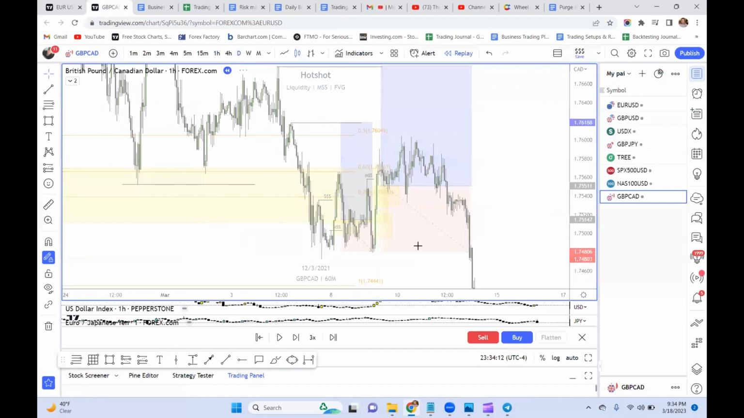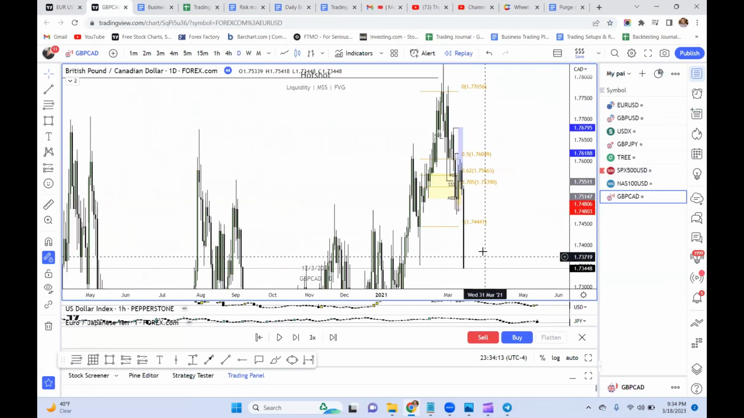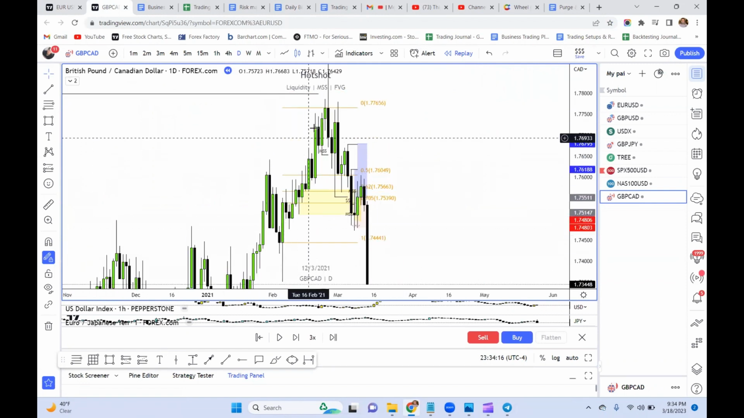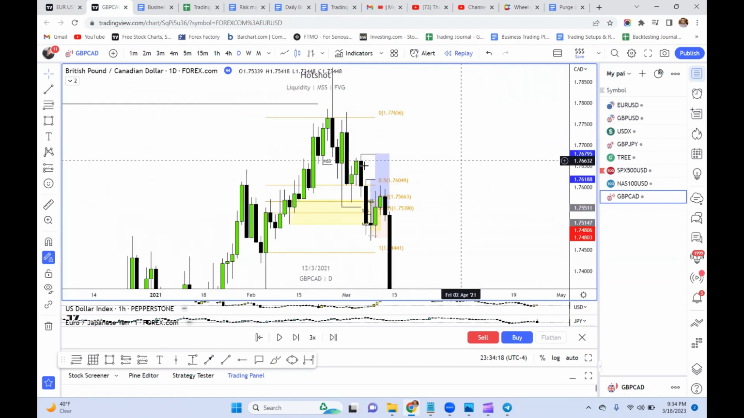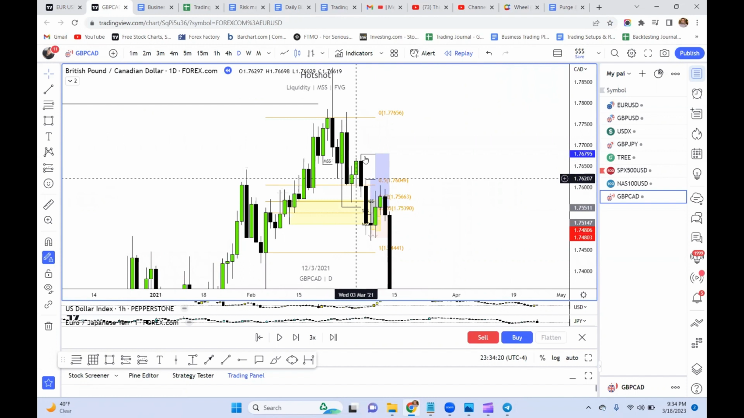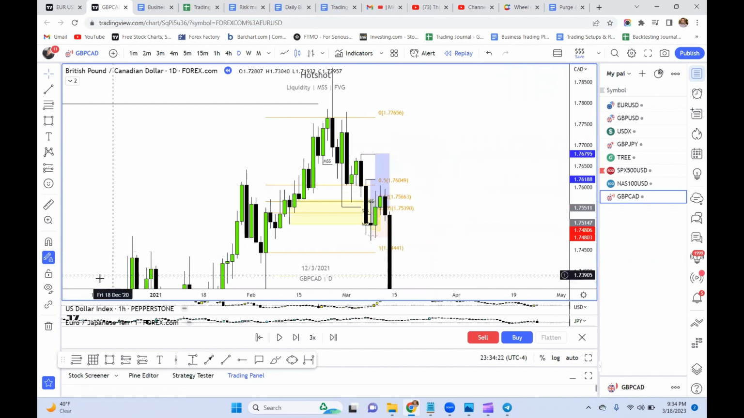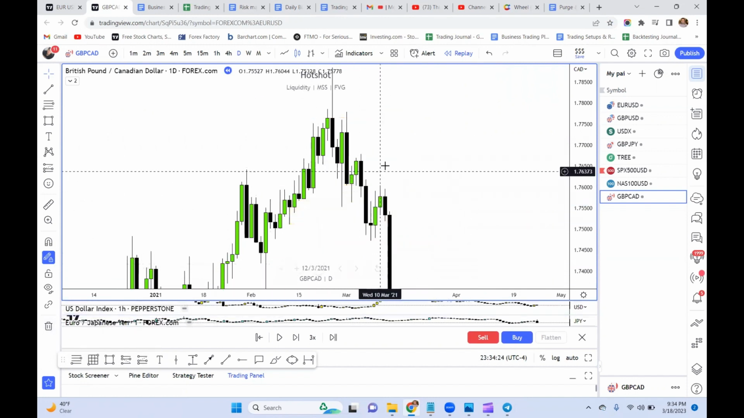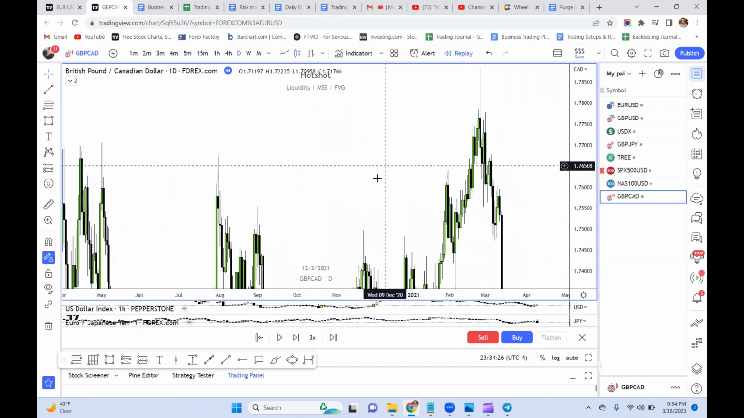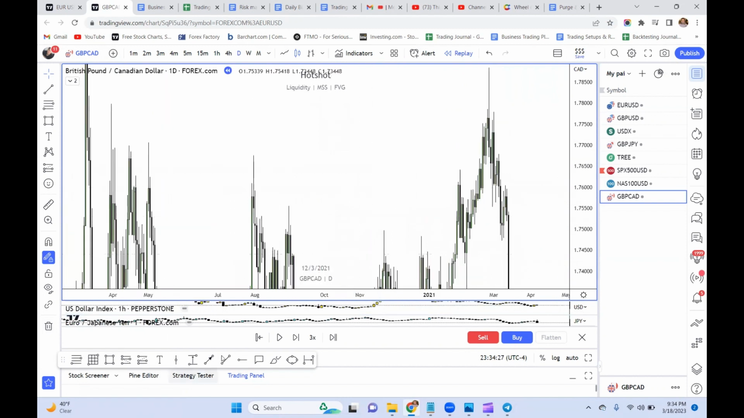Now, if we go back to daily, it's obvious that price is now reversing. Once it hit that market structure shift, it then continued selling off. If we delete everything, watch. And we kind of just go back and understand where we went wrong.